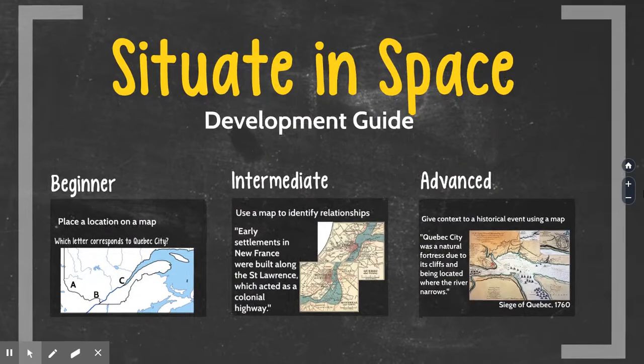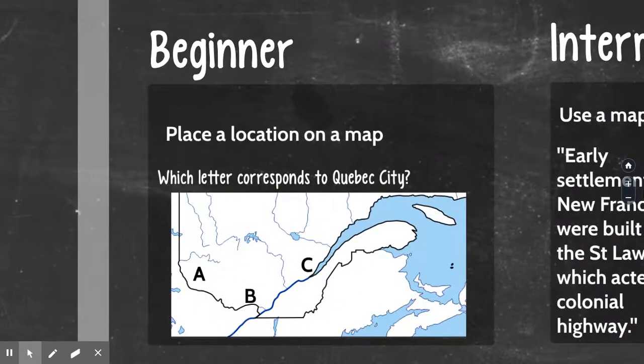Let's jump straight into situate in space. Here's another development guide. Instead of the French Revolution here, we're looking at Quebec City and the history of Quebec City. So we're situating in space, and here we're dealing with maps and not timelines usually.